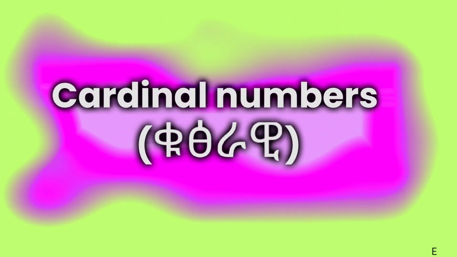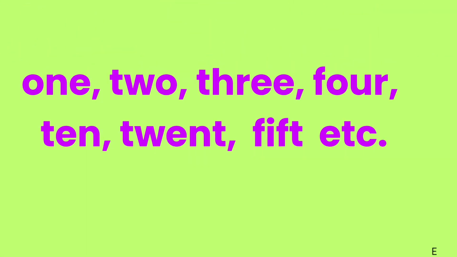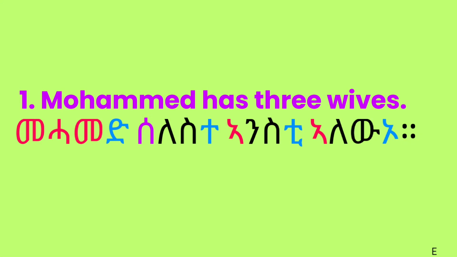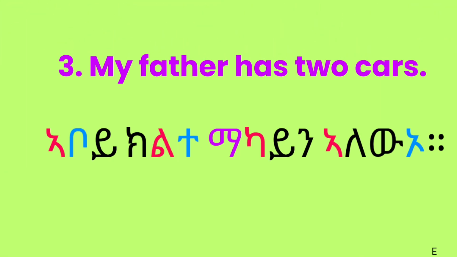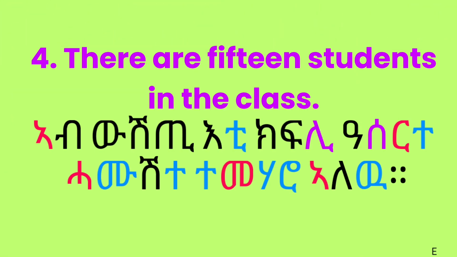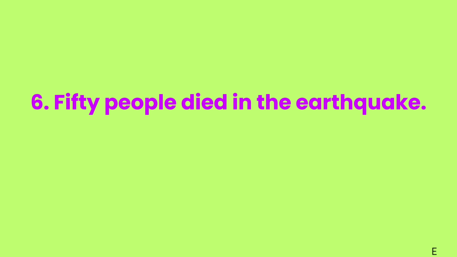Cardinal numbers. Cardinal numbers are those whole numbers representing quantity, such as 1, 2, 3, 4, 10, 20, 50, etc. Examples. 1. Mohammed has 3 wives. 2. There were 20 sheep here. 3. My father has 2 cars. 4. There are 15 students in the class. 5. They had 400 birr yesterday. 6. 50 people died in the earthquake.